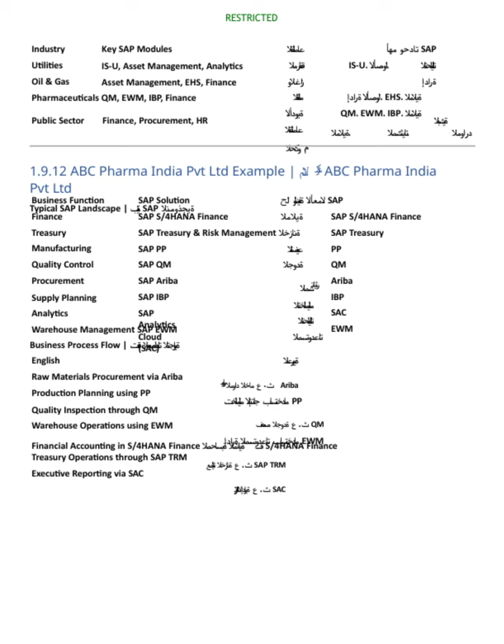This slide gives us a broad overview of the key SAP modules and business functions involved across different industries. We see how treasury operations, financial accounting, procurement, production planning, quality control, and warehouse management all connect through systems like SAP TRM, S/4HANA Finance, Ariba, PP, QM, and EWM. It highlights the integrated nature of these tools, showing how they support everything from raw materials procurement to executive reporting. This landscape is essential for understanding how complex business processes flow seamlessly within SAP's ecosystem.